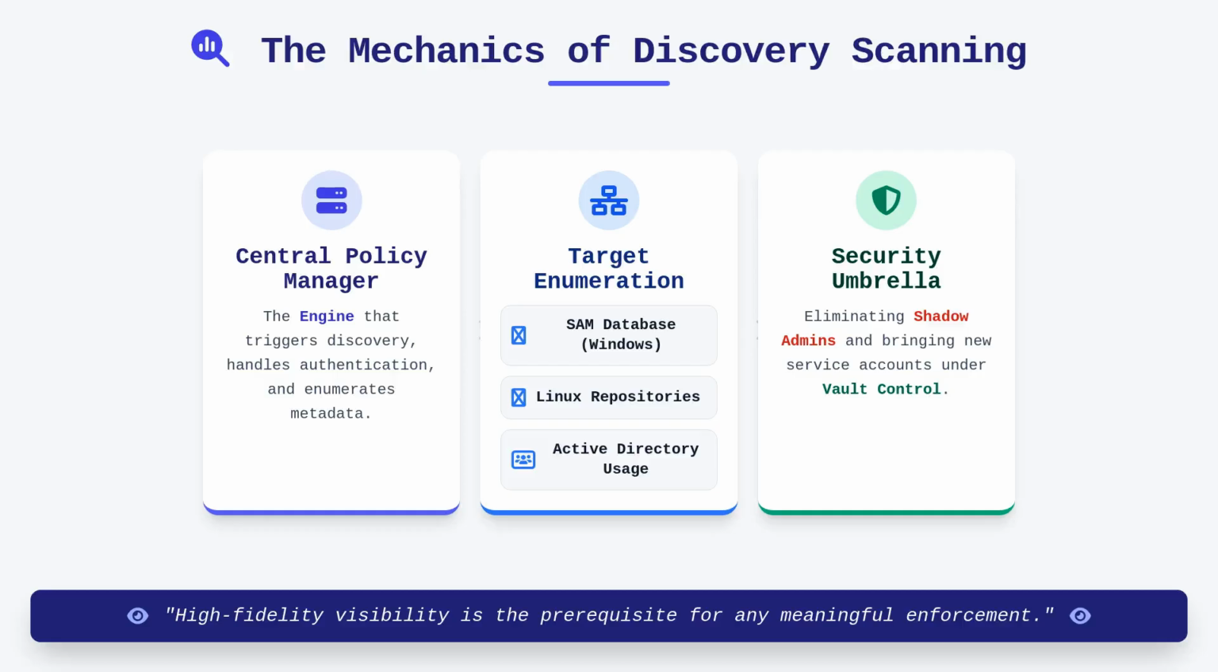The goal here is to maintain a high-fidelity view of the privileged landscape without manual intervention. Because the environment is dynamic, regular scans ensure that shadow admins or newly created service accounts do not linger indefinitely without being brought under the security umbrella that the Vault provides. This visibility is the prerequisite for any meaningful enforcement.